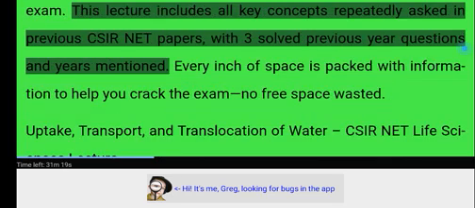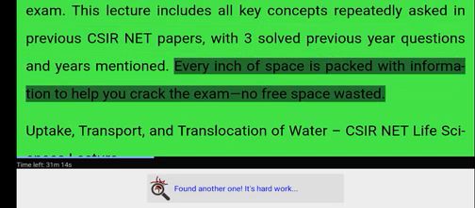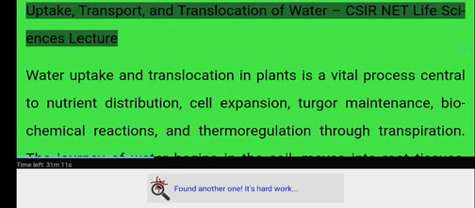This lecture includes all key concepts repeatedly asked in previous CSIR NET papers, with pre-solved previous year questions and years mentioned. Every inch of space is packed with information to help you crack the exam. No free space wasted. Uptake, transport, and translocation of water. CSIR NET Life Sciences lecture.